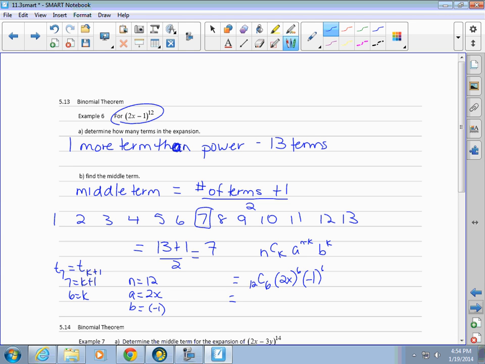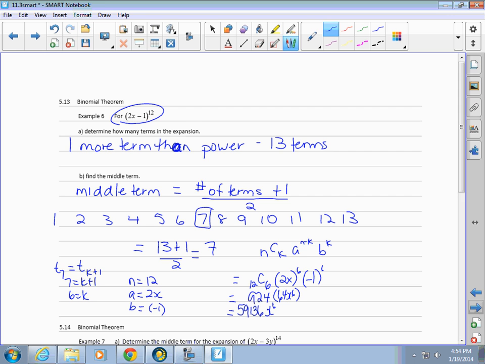So this equals 924 times 2 to the power of 6, which is 64, x to the 6, times negative 1 to the power of 6, which is going to be a positive 1. So this equals 59,136 x to the 6.